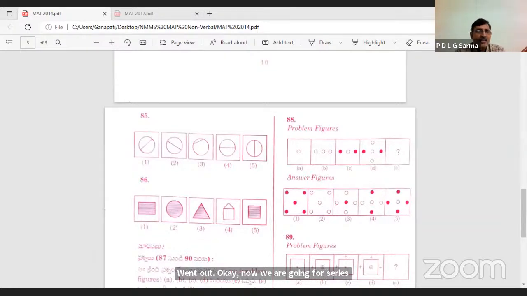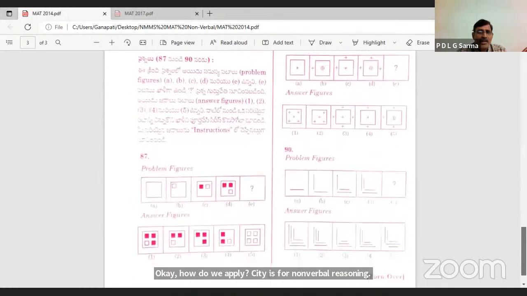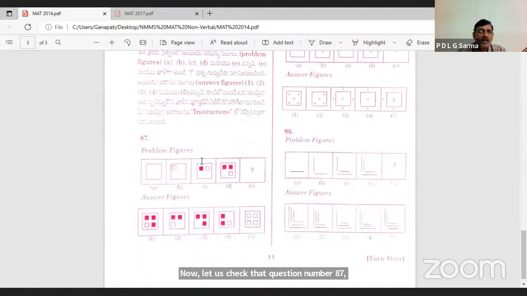We have already learned series in verbal reasoning. Now we are going for series in non-verbal reasoning. How do we apply series to non-verbal reasoning? Let us check question number 87 first. You try to answer that. In this, the four figures follow some rule. If the same rule is followed, what do we get in the place of figure E? That you have to choose from the given options.